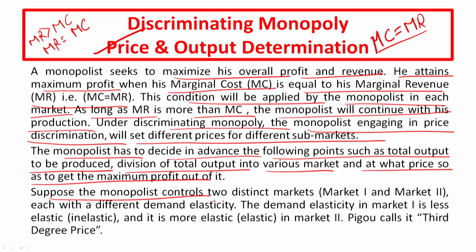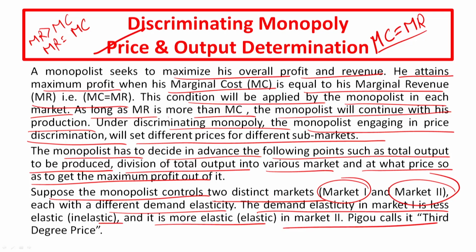Suppose the monopolist controls two distinct markets. Here, for an example, I am taking market 1 and market 2, each with a different demand elasticity. The demand in market 1 is less elastic, that means it is inelastic, and it is more elastic in market 2. In market 1, the elasticity is inelastic. That means there is not much change in the demand with the change in price. Whereas in the second market, it is elastic. That means a small change brings a big change in quantity.